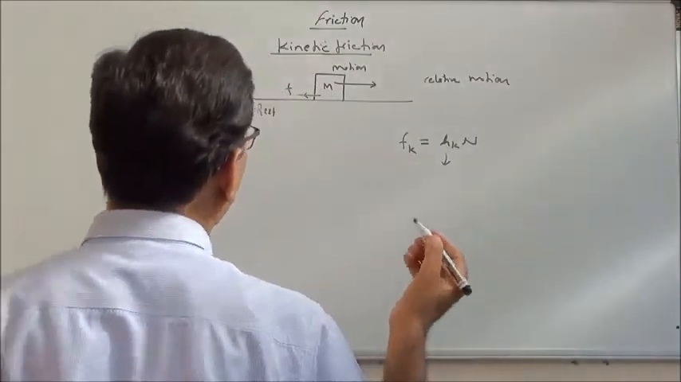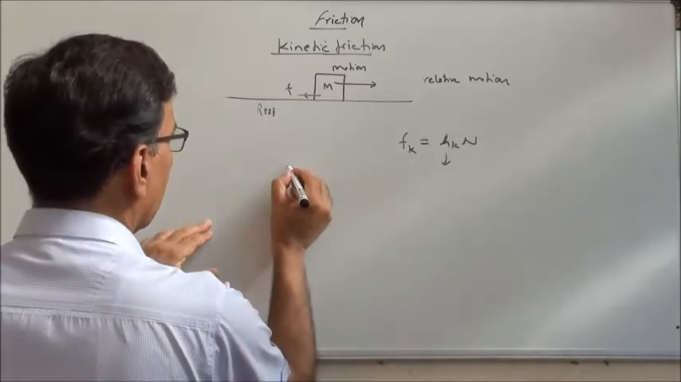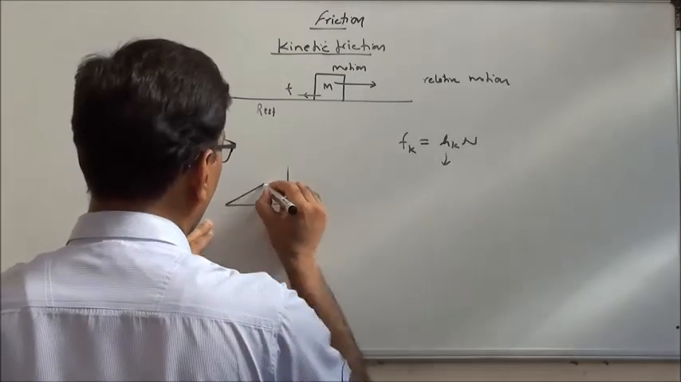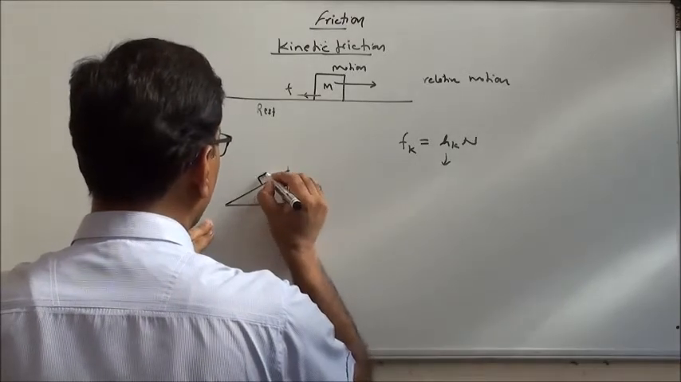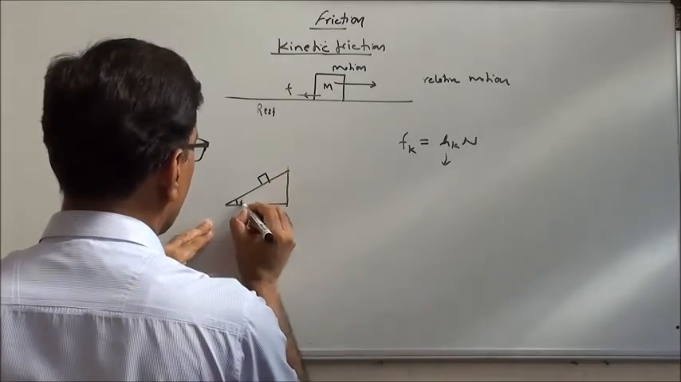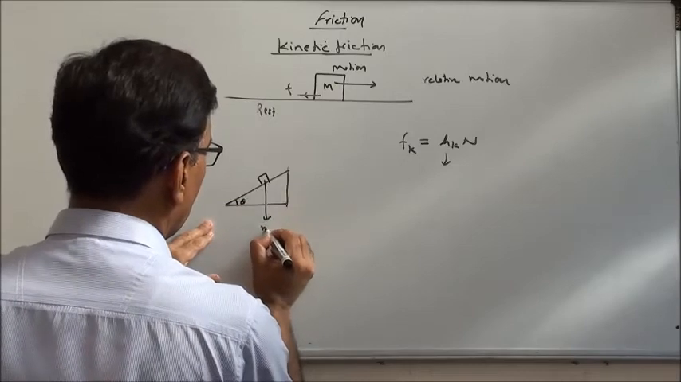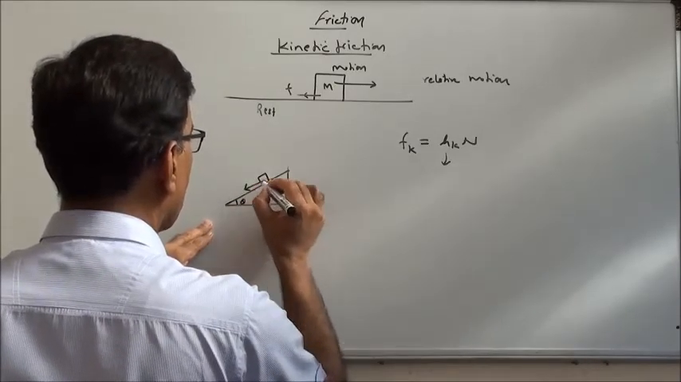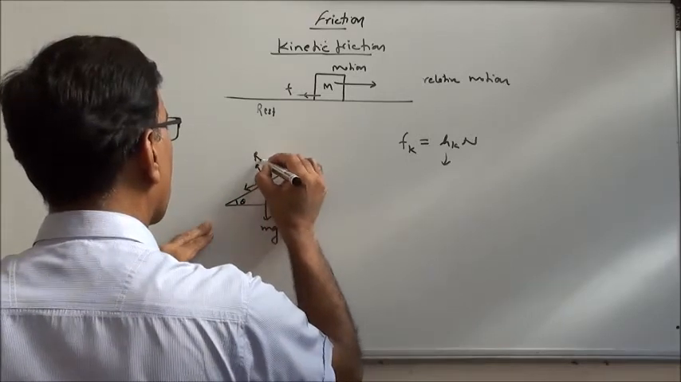We will take a few more examples. Let us say we have an inclined plane, and an object is kept like this. This is theta. This is mg, and again we can have mg cos theta and mg sin theta. This is the normal reaction.